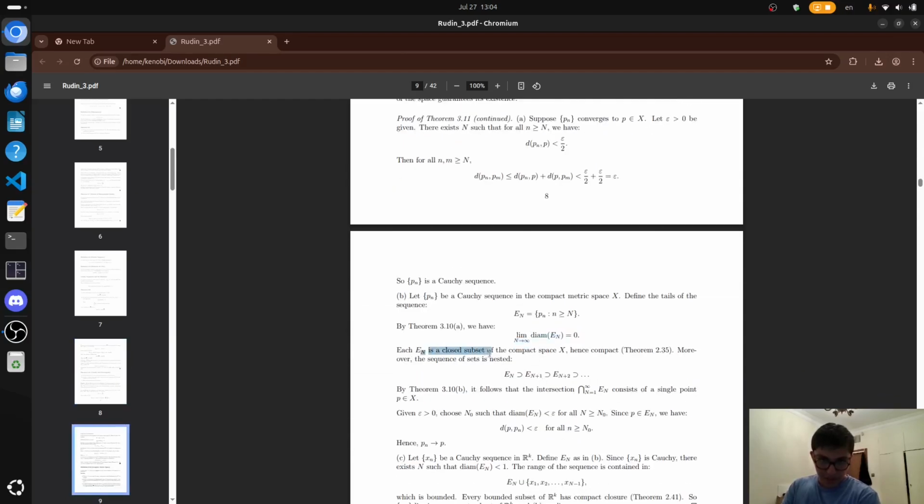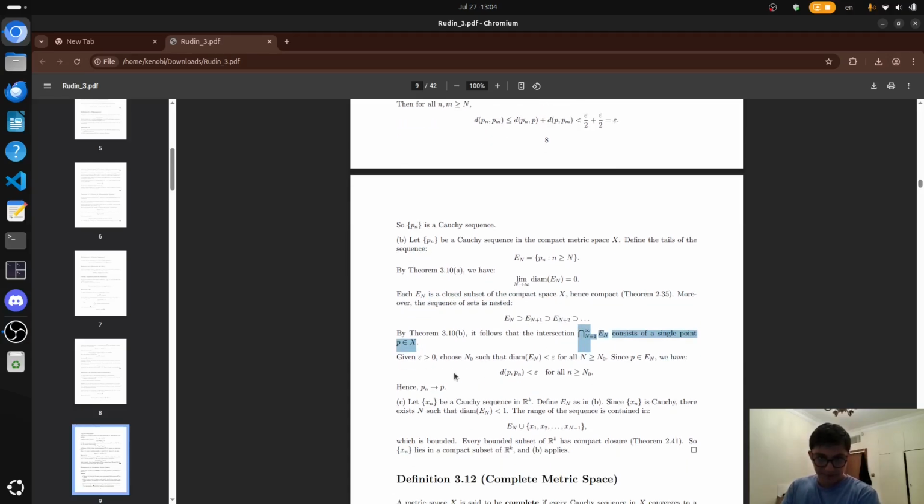Each En is a closed subset of the compact set X. Moreover, we know the intersection has exactly one point. For epsilon greater than 0, choose n naught such that the diameter of En is less than or equal to epsilon for all n greater than n naught. Because we know the limit goes to 0, we can take this statement over here.